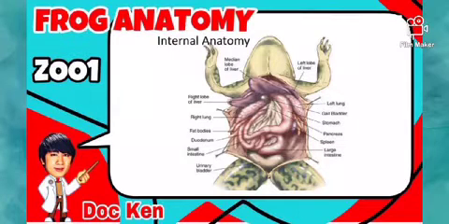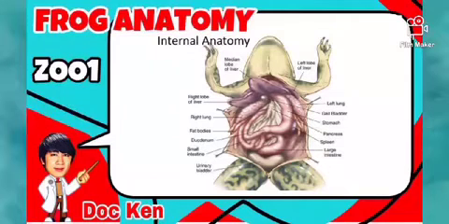And lastly, we are now in the internal anatomy of a frog. First, we can see the stomach, which stores food and mixes it with enzymes to begin food digestion. Also, we can see the small intestine, which is the principal organ of digestion and absorption of digested food. The duodenum, which is the anterior part of the small intestine that passes food from the stomach.